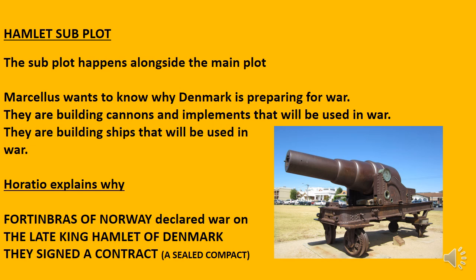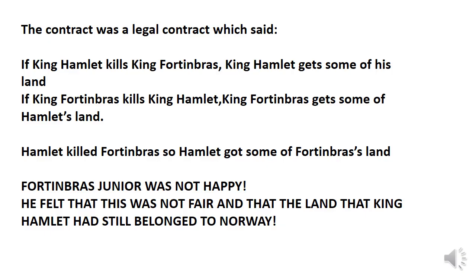Old Fortinbras of Norway declared war on the late King Hamlet of Denmark. So both of these old kings are now dead. They signed a contract. So in your play, they call it a sealed compact. The contract was a legal contract. Okay, they say it's ratified and sealed. And what did it say? It said, if King Hamlet kills King Fortinbras, King Hamlet gets some of his land. If King Fortinbras kills King Hamlet, King Fortinbras gets some of Hamlet's land.